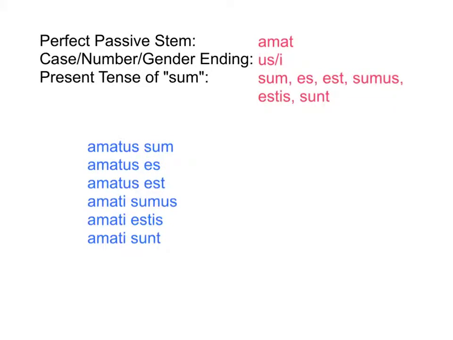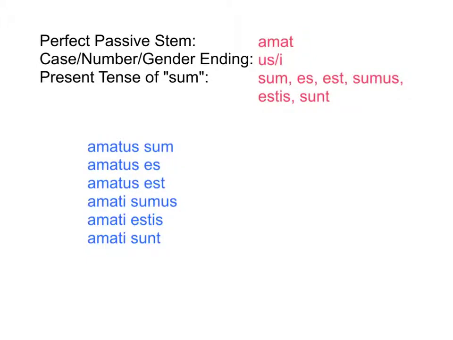Okay, now let's put all this together. Our perfect passive stem is amat. Our case, number, and gender ending for singular is going to be us because we chose masculine, and for plural, it'll be i. By the way, it'll always be nominative because it modifies the subject of the sentence, and the subject is always going to be nominative.